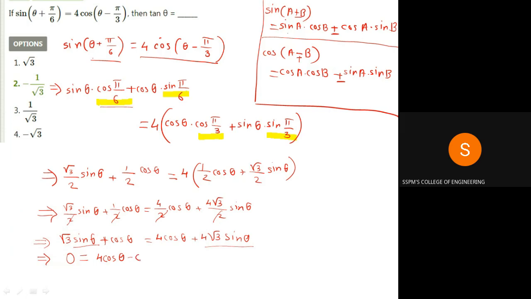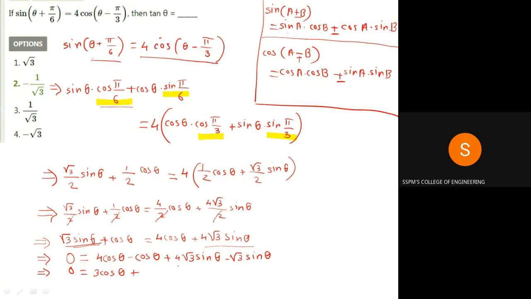So 4 cos theta minus cos theta plus 4 root 3 sine theta minus this part, root 3 sine theta. Okay, so what is the next step now? So 0 is equal to what? 4 cos theta minus this 1 cos theta, so 4 cos theta minus 1 cos theta is 3 cos theta. Okay, this is 3 cos theta.